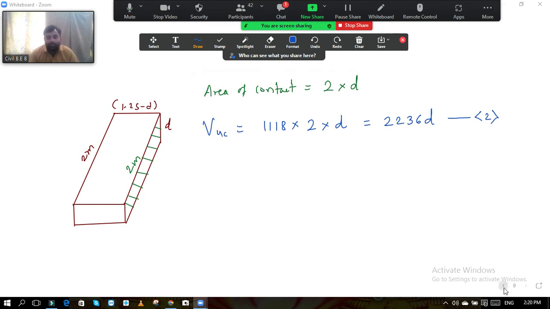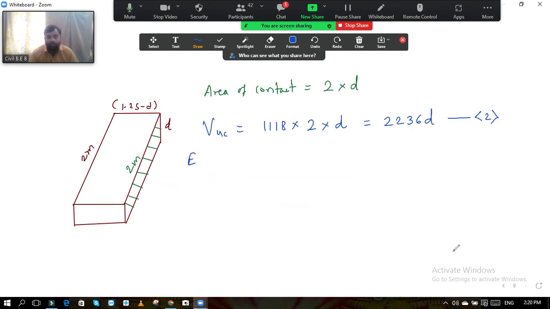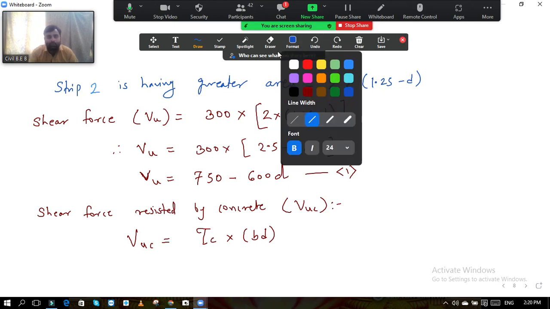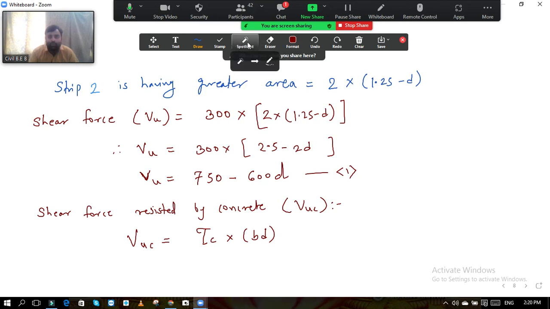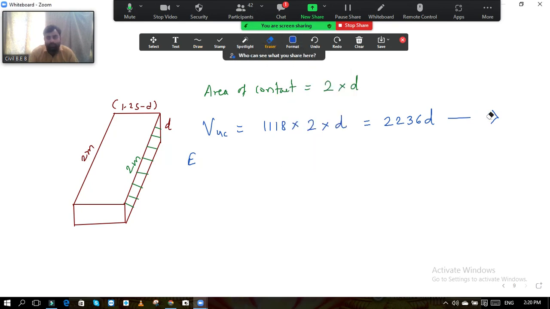What was the equation number 1? This is equation number 1. Now equate equation 1 and 2. Sorry, this is not 1 and 2, this should be 3 and 4 now. Equations 1 and 2 we already numbered for two way shear. So this is our equation number 3 and this is our equation number 4. So equate equation 3 and 4.